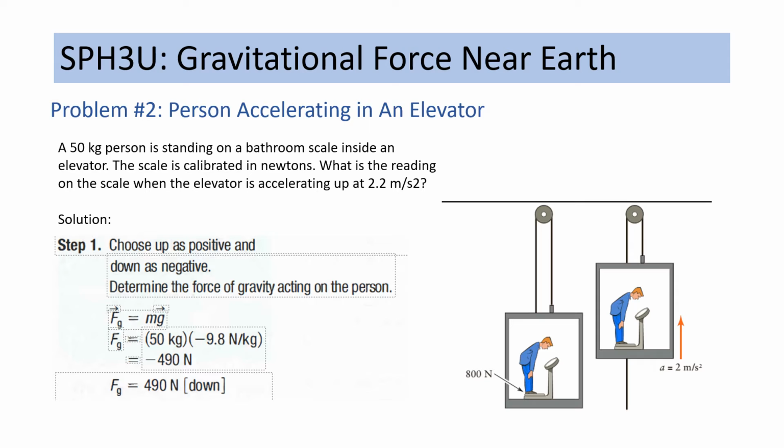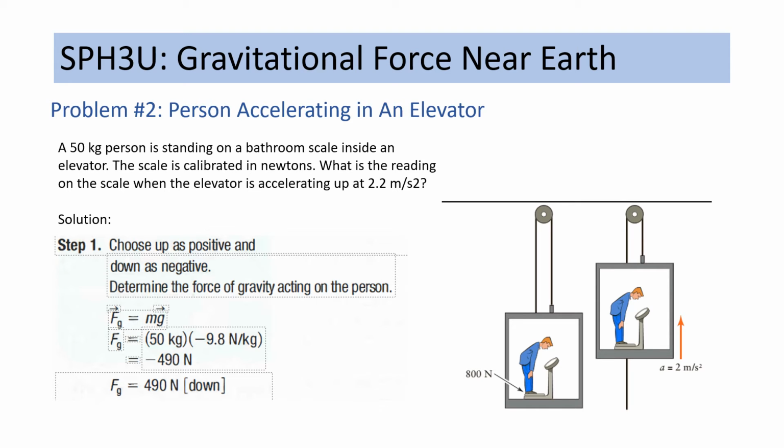Problem number 2, person accelerating in an elevator. A 50-kilogram person is standing on a bathroom scale inside an elevator. The scale is calibrated in newtons. What is the reading on the scale when the elevator is accelerating up, that's important, at 2.2 meters per second squared? So up is positive direction and down is negative.